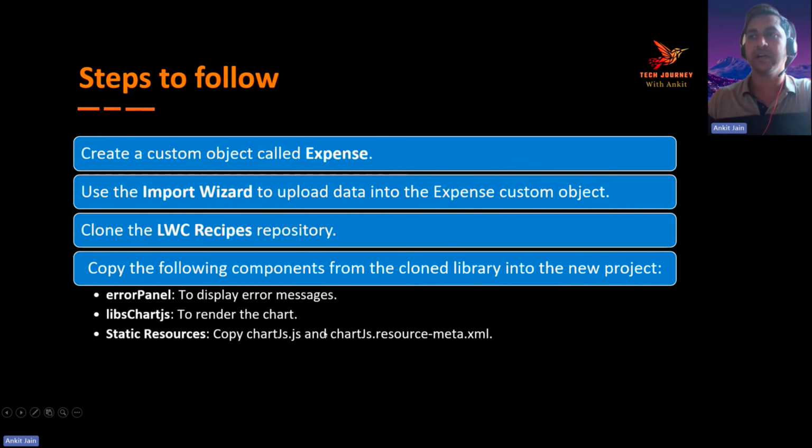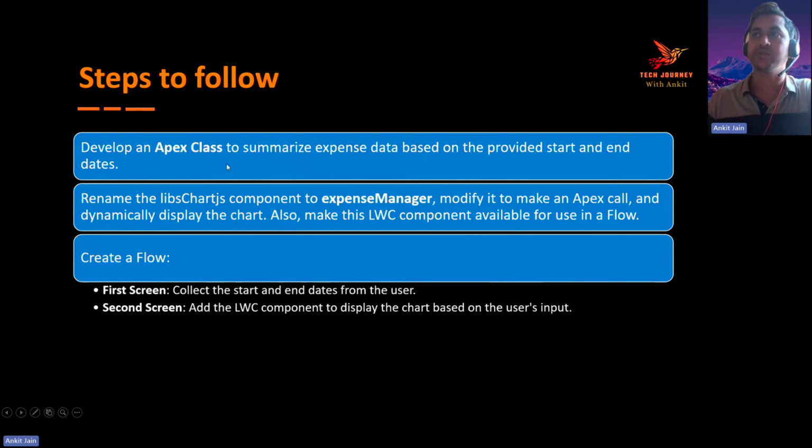Once we have done with this basic groundwork, then we will be creating an Apex class to summarize the expense data. Next to that, we will be modifying the libs chart.js component that we have taken from the LWC recipes. In that component, we will be making an Apex call. We will expose this component to the flows as well. Moreover, we will do the modification in this component so that the component should show the data based on the inputs provided by the user. In the end, we will be creating the flow. Our flow will have two screens. The first screen will take the start date and the end date from the user, and the second screen will display the chart using the Lightning Web component.